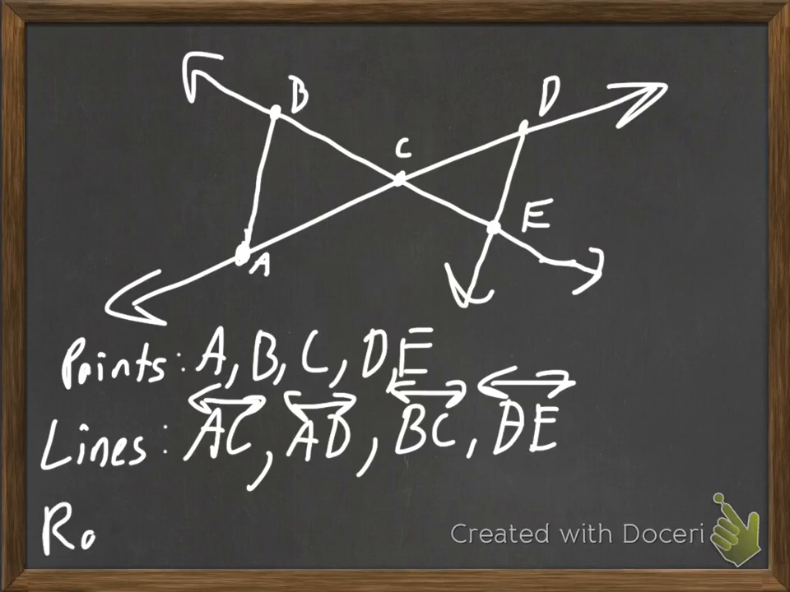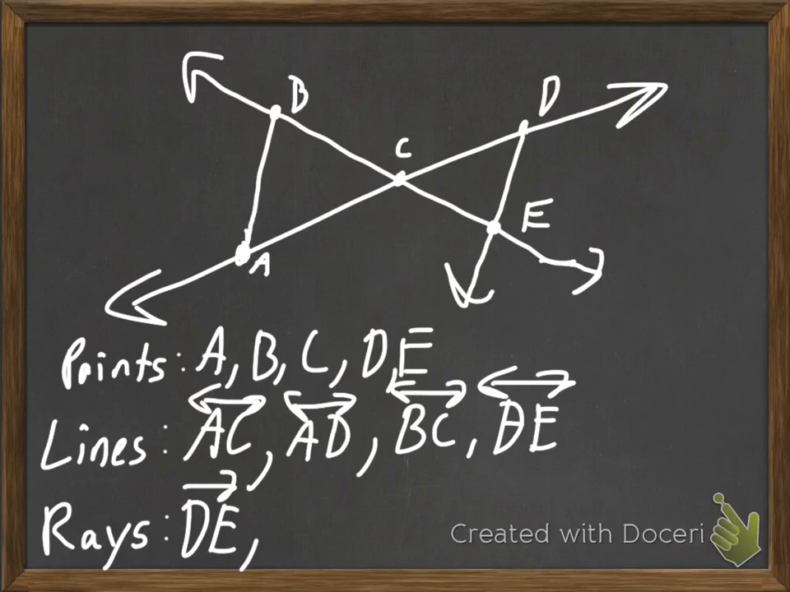Some rays. Now remember, we can create rays from any of the lines, and we can create rays from things that look just like a ray. So like D looks just like a ray. So DE, I'm sorry, DE is a ray.